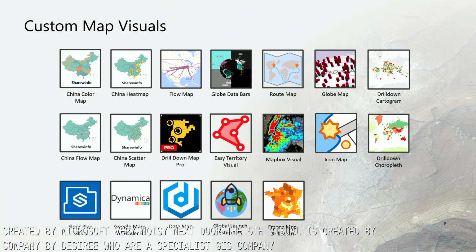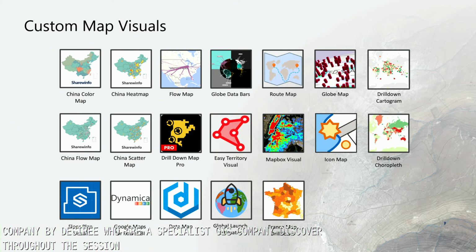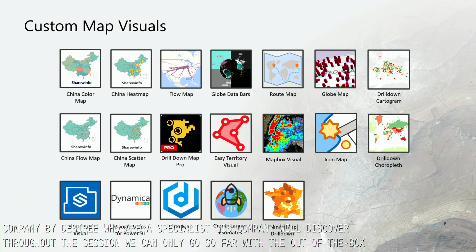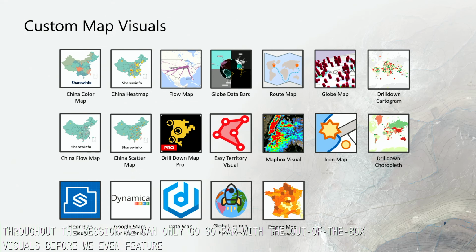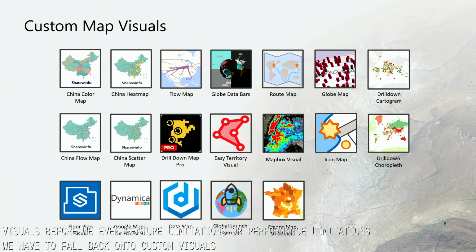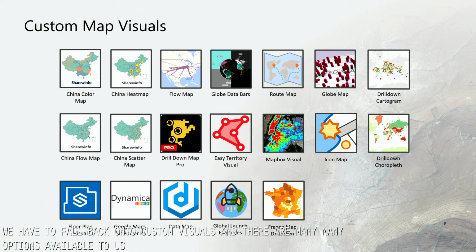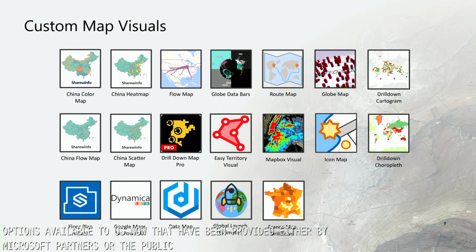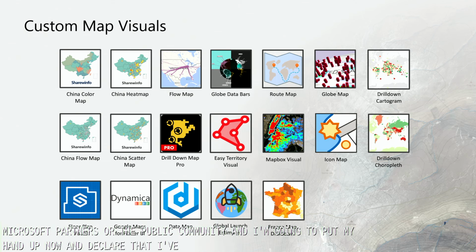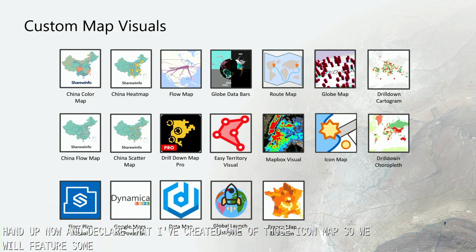Now, as we'll discover throughout the session, we can only go so far with the out-of-the-box visuals before we either hit feature limitations or performance limitations, and we have to fall back onto custom visuals. And there are many, many options available to us now that have been provided either by Microsoft partners or the Power BI community. And I'm going to put my hand up now and declare that I've created one of those, Icon Map. So we will feature some Icon Map in this presentation as well.